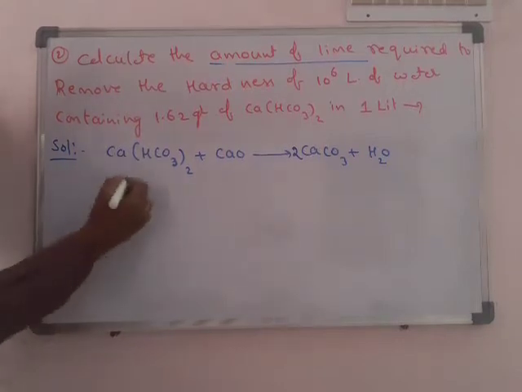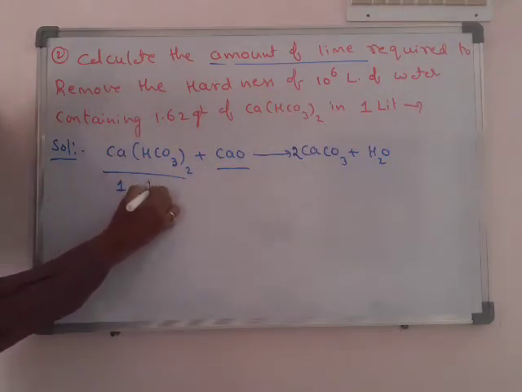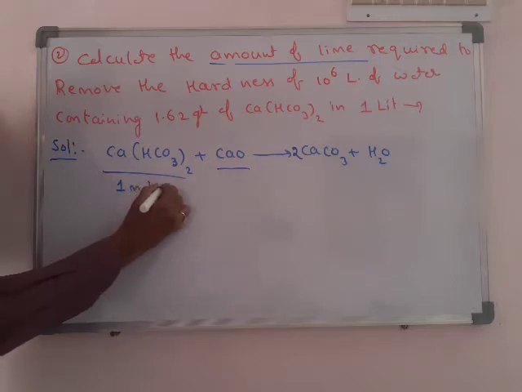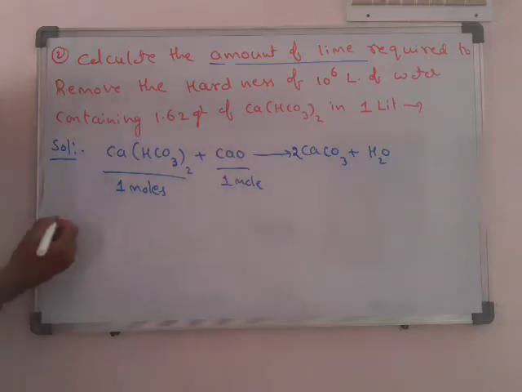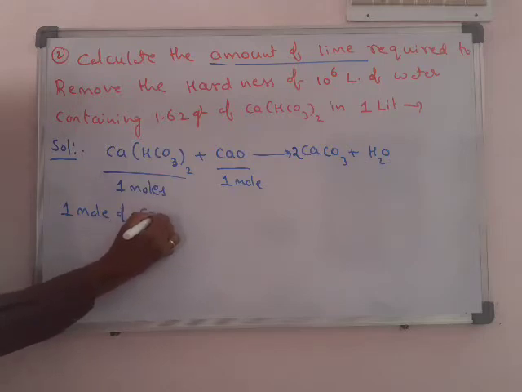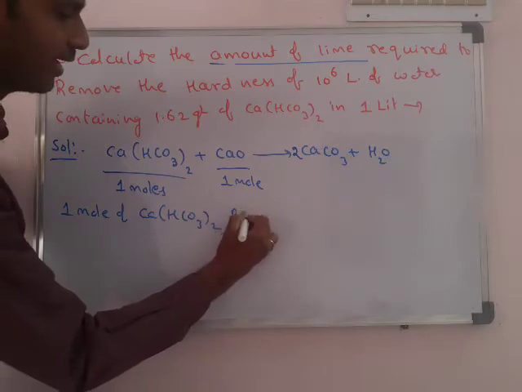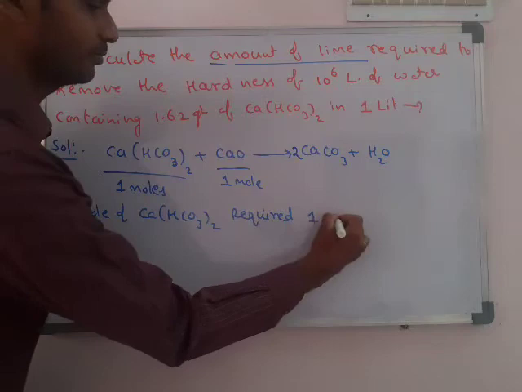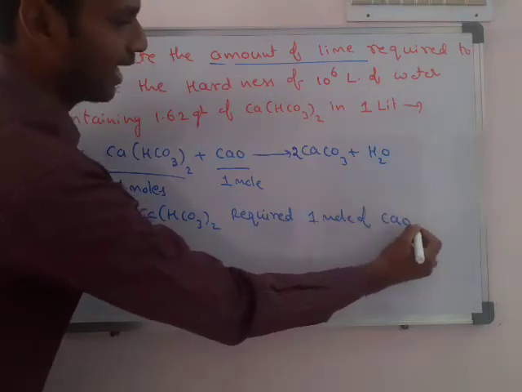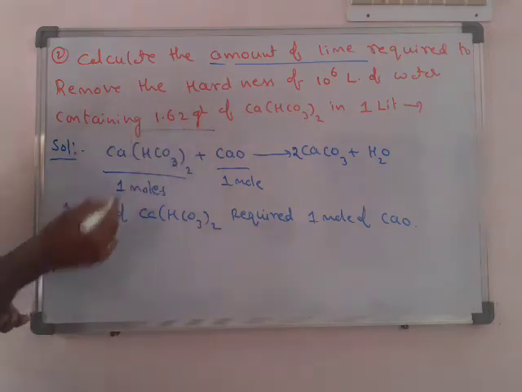Okay, here see, what is the comparison? This is 1 mole, this is 1 mole. 1 mole of calcium hydrogen carbonate requires the same 1 mole of lime. So first write the statement in terms of moles: 1 mole of calcium hydrogen carbonate requires the same 1 mole of lime, but the problem is given in terms of grams. So convert it into grams.